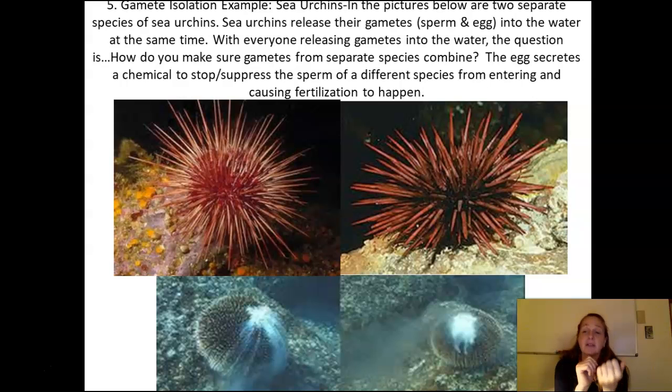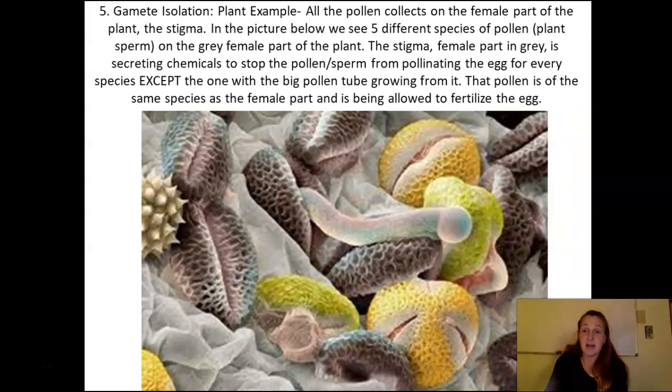And so what we find is at the cellular level, generally on the female structure or generally on the egg, there's going to be chemicals that suppress all of the sperm, all of the male gametes of every species except for the species that is the same. So here we have pictures of sea urchins, two separate species of sea urchins that will be releasing all their gametes at the same time.